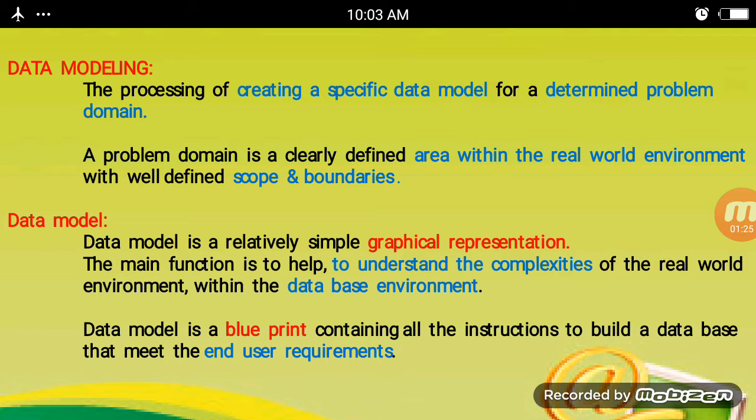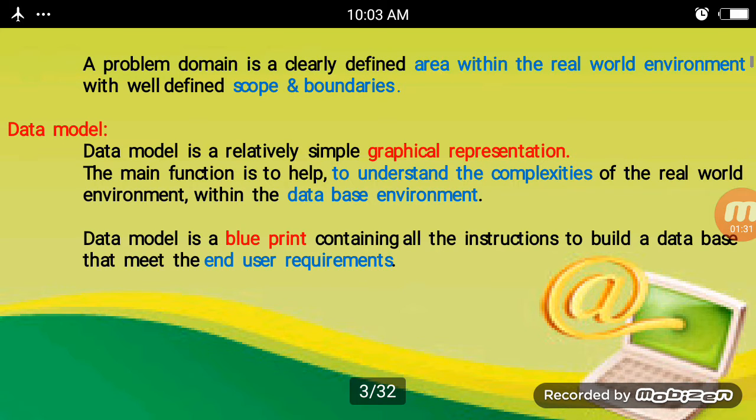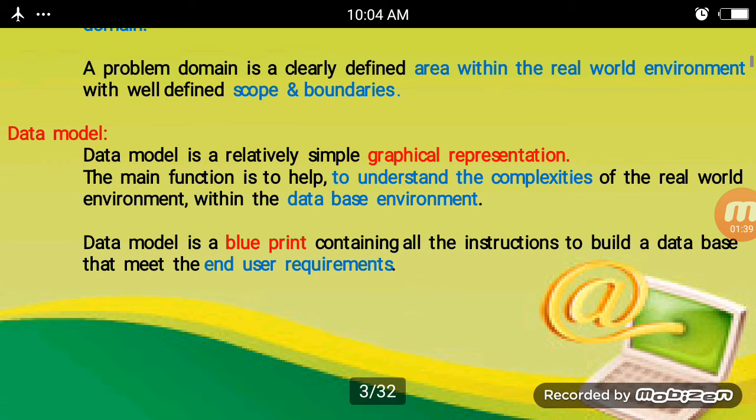A problem domain is a clearly defined area within the real world environment with well defined scope and boundaries. If they are facing any problem, the problem domain is clearly defined within the scope and boundaries. This is about data modeling.